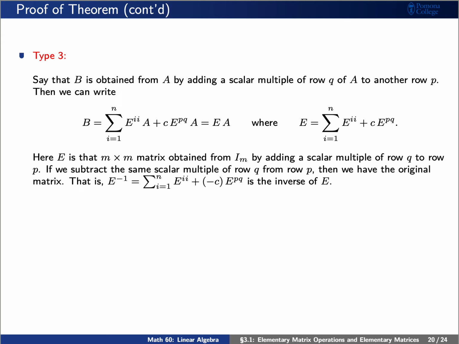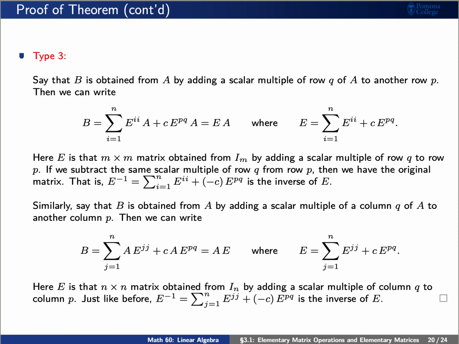Here, E is that m by m matrix found by adding a scalar multiple of row Q to row P. To undo this, we simply need to subtract a scalar multiple of the same row. So we see that E inverse is indeed in this similar form. A similar argument works if we replace rows with columns, but now we multiply on the right.